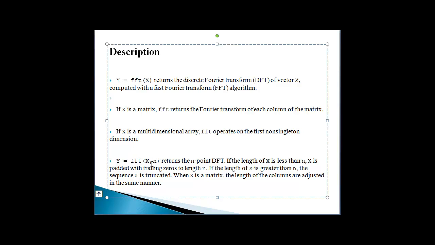Now if the function is like fast Fourier transform of x comma n, then it returns the n-point DFT. If the length of x is less than n, x is padded with trailing zeros to length n. Now if the length of x is greater than n, then the sequence x is truncated. These are the two cases. When x is a matrix, the length of the columns are adjusted in the same manner. So these are the cases for fast Fourier transform.